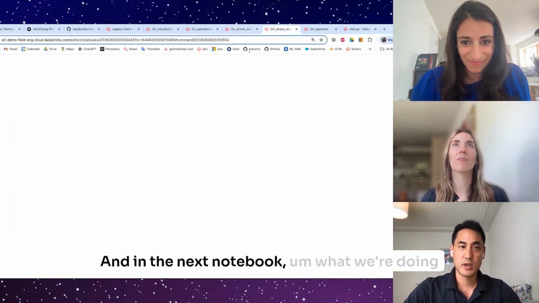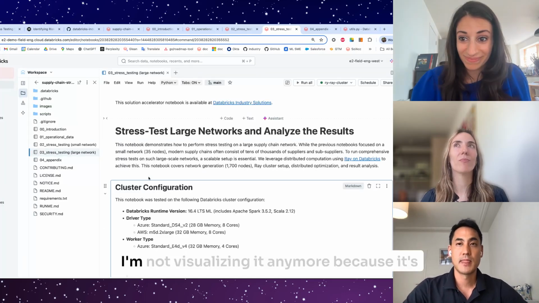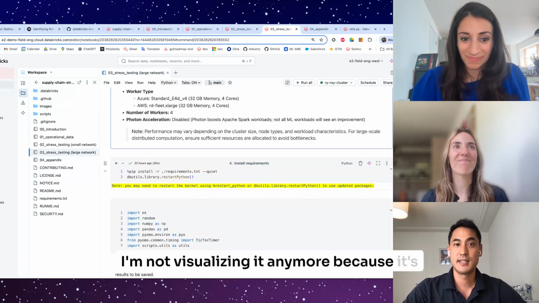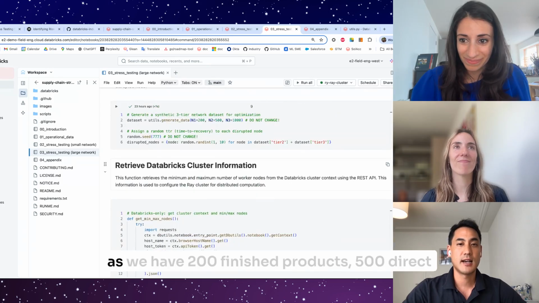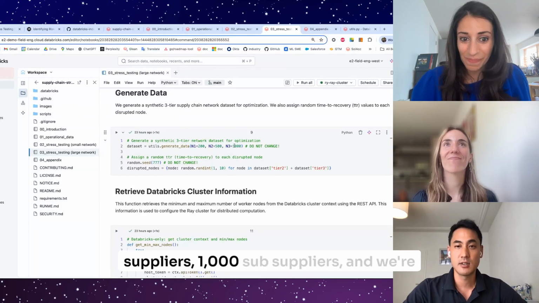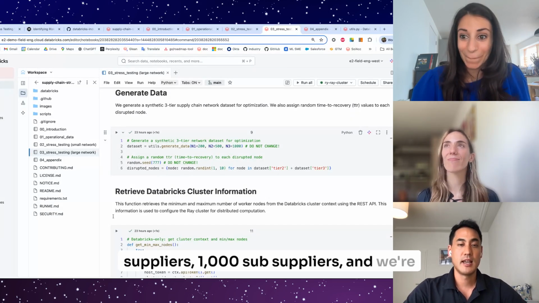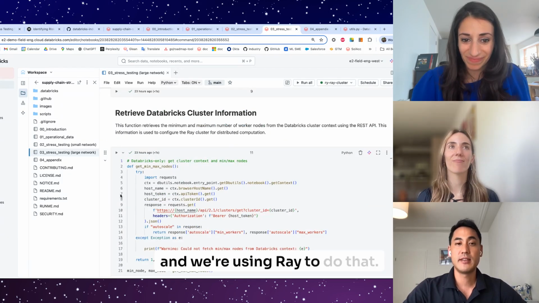And in the next notebook, what we're doing is expanding the size of the network. I'm not visualizing it anymore because it's really big and it doesn't fit. But you can think of it as we have 200 finished products, 500 direct suppliers, 1,000 sub-suppliers, and we're running that disruptive scenario one by one. And we're using Ray to do that.